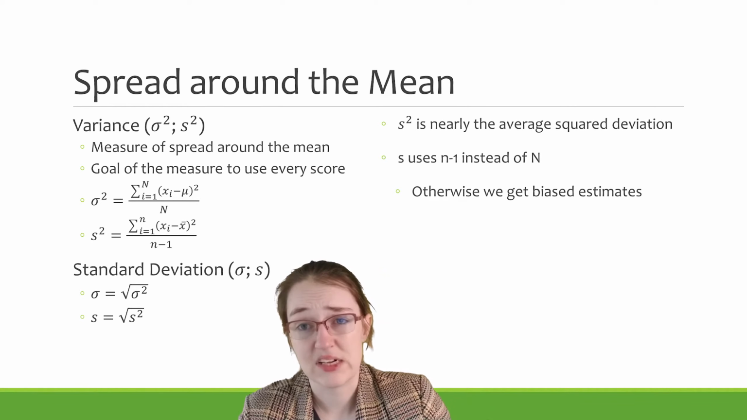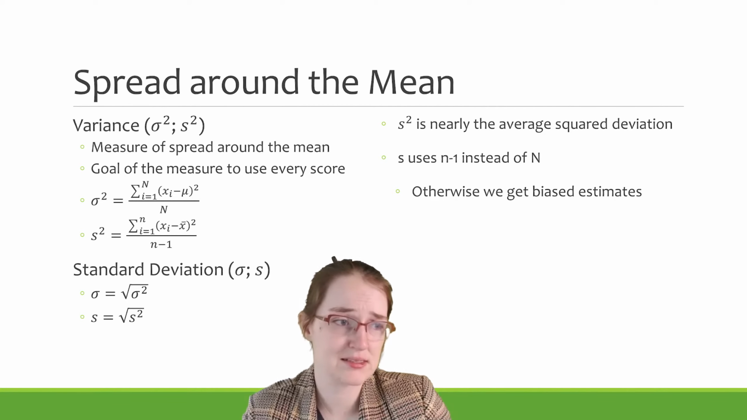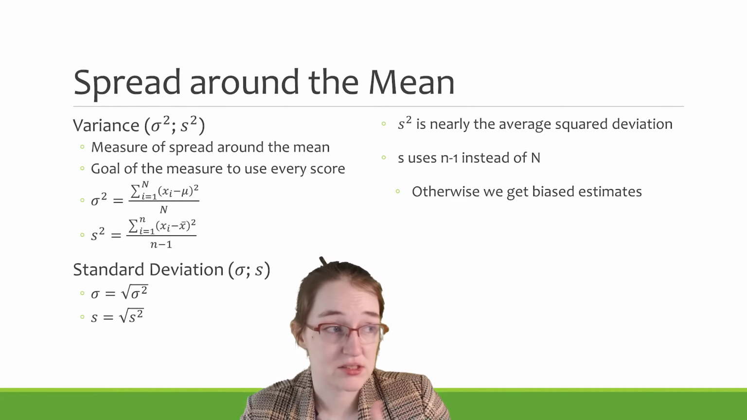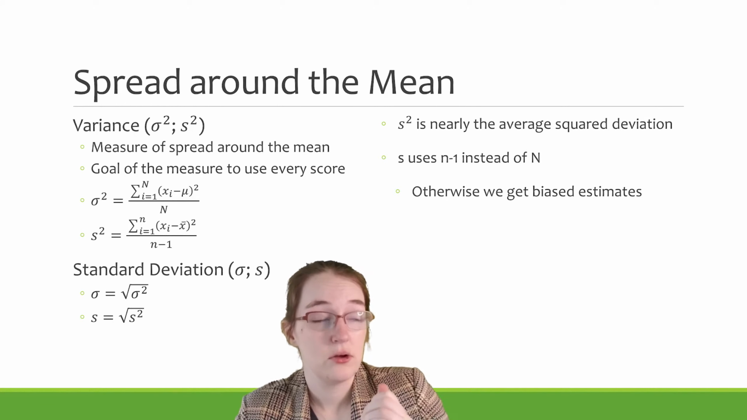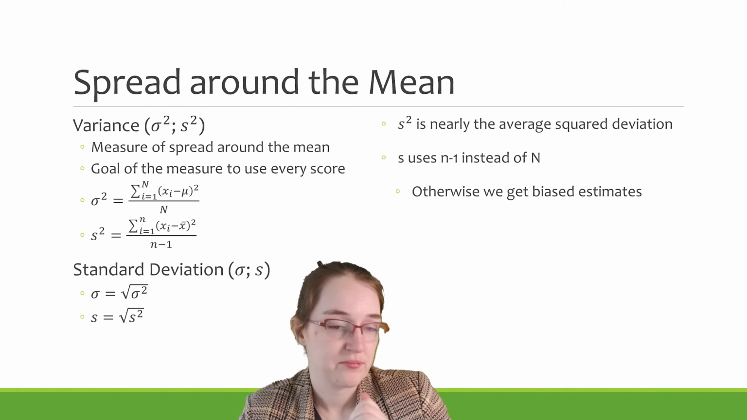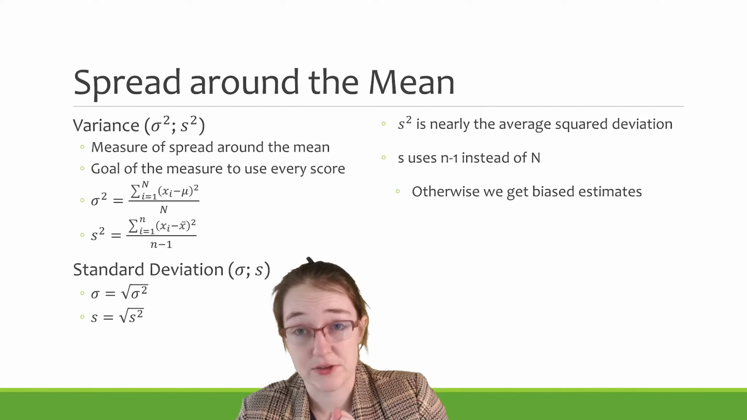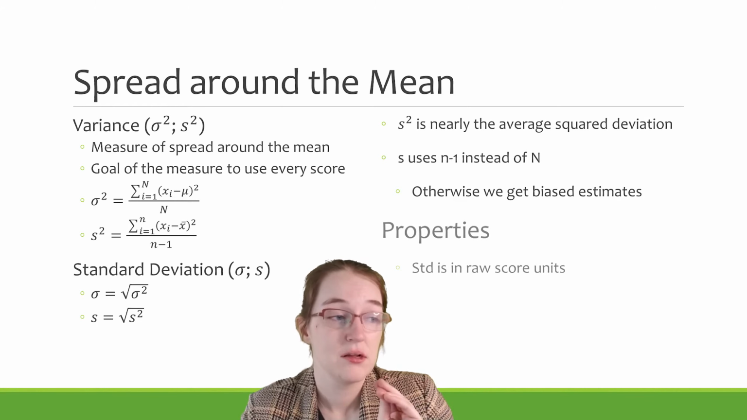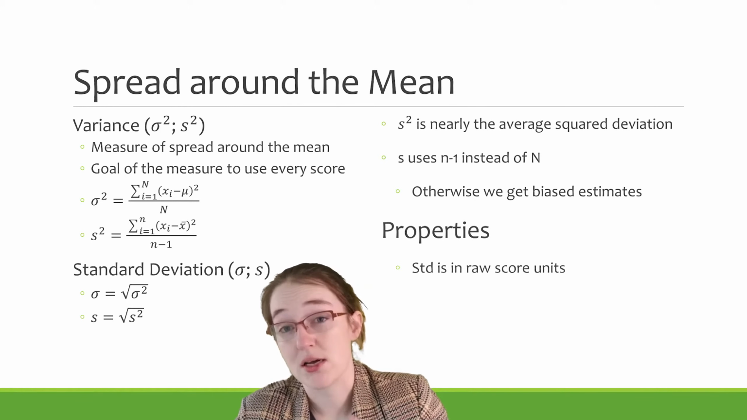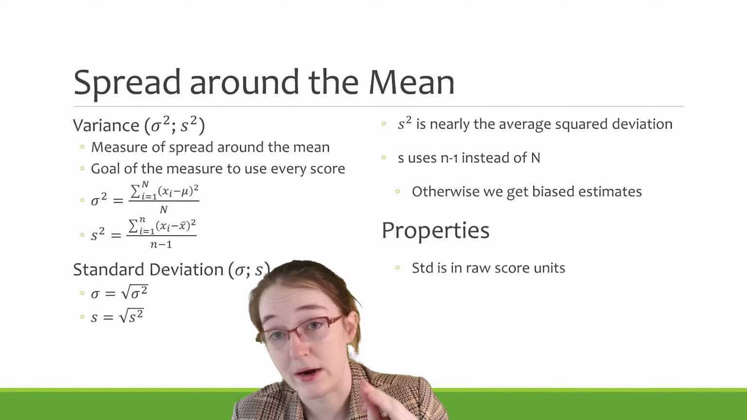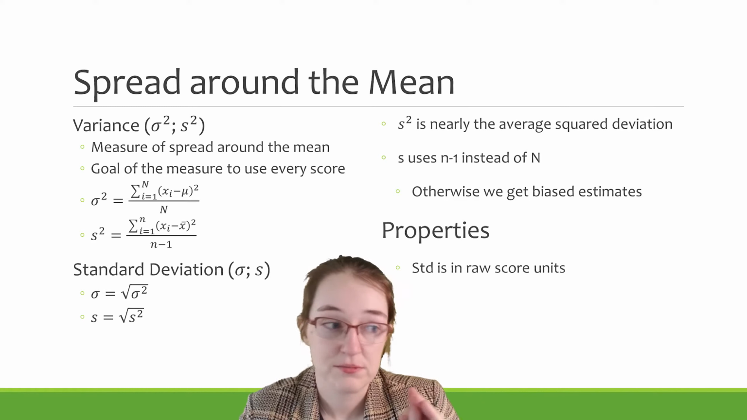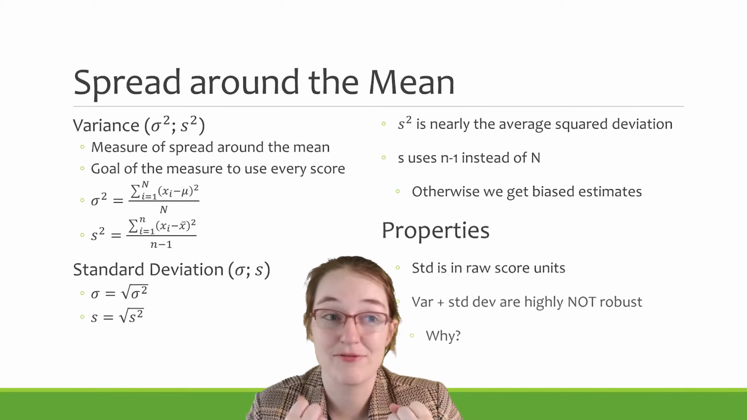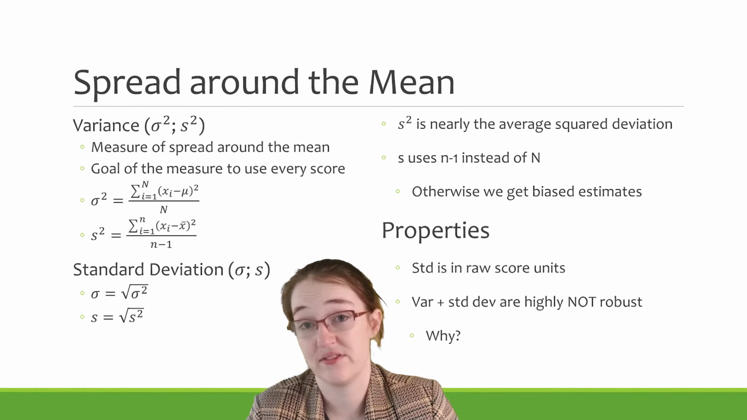This is not your intro stats class, but as a reminder, when you are adjusting for sample size and essentially degrees of freedom, you need to use n-1, not n. Otherwise, your estimate is biased. In general, here are the basic properties. Standard deviation is in raw score units, while variance is in squared units, so square feet versus feet. Both variance and standard deviation are highly not robust. They are highly sensitive to outliers.